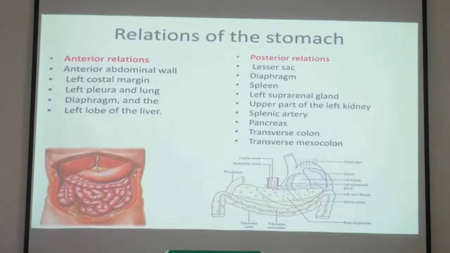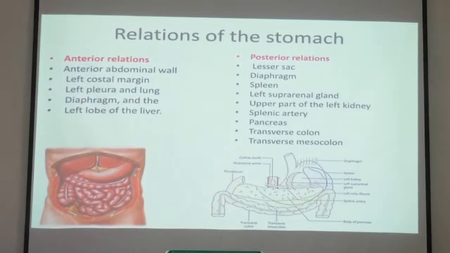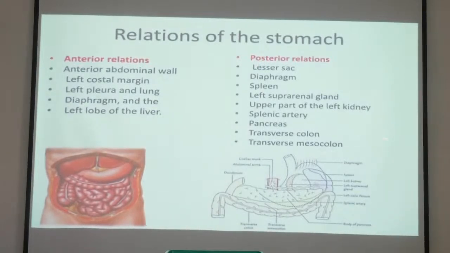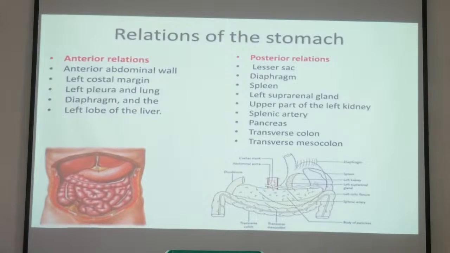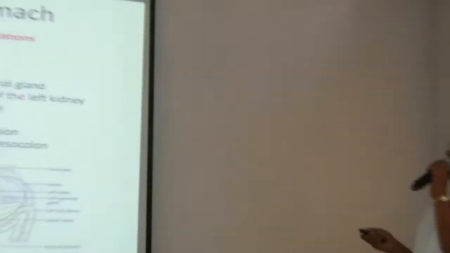Okay, so you can remember with a mnemonic, Dr. A. Sen kills patient cruelly and mercilessly. Okay, so D represents the diaphragm, S is spleen, Sen is left suprarenal gland, kills, K is kidney, and S also includes the splenic artery. Patient is pancreas, then cruelly and mercilessly, cruelly is colon, mercilessly is mesocolon. Okay, transverse colon, transverse mesocolon.